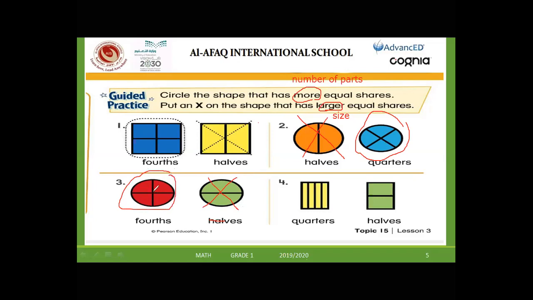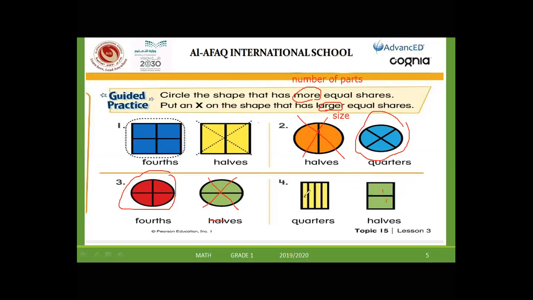More equal shares. I have here 1, 2, 3, 4. So how many? Four. But here how many parts? 1 and 2. So is it the more? Yes. And here size, which one is more? This one or this part? No, this. So I will cross it. Again, here quarters, here halves. I said the word quarters means the same as fourths. Both of them have four equal parts. So which shape has more equal shares? This one, 1, 2, 3, 4. But here I have just 1 and 2.